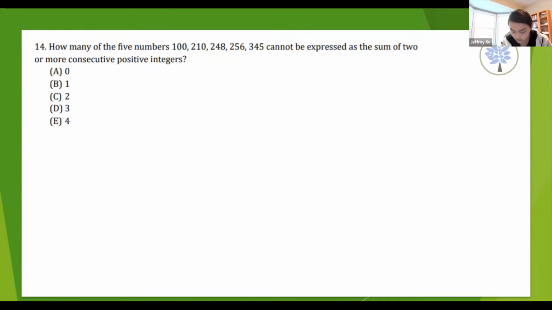So the next one is number 14, and I noticed some people asked about this one as well. It's just asking how many of these 5 numbers cannot be expressed as the sum of 2 or more consecutive positive integers. If we mess around for a bit, we can find that 100 is a multiple of 5. So we could just write it as 5 consecutive integers, 18, 19, 20, 21, and 22.